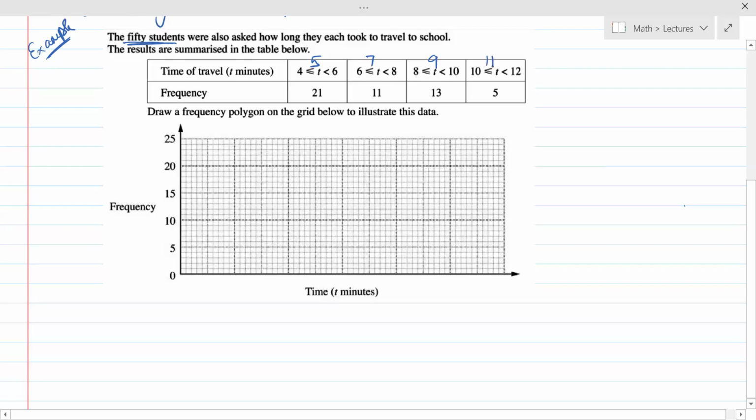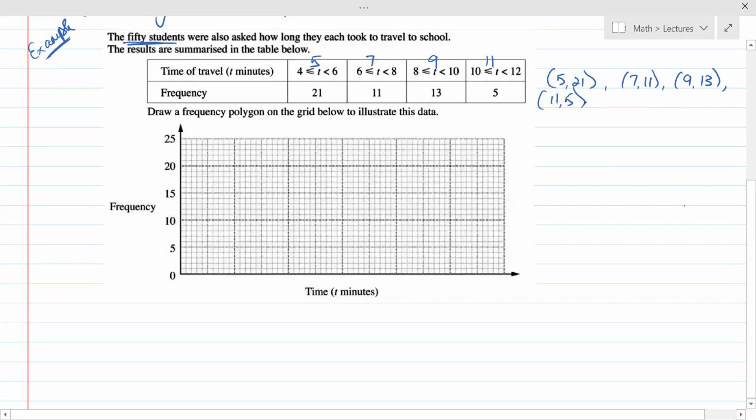So we need to plot these points as the x coordinate representing the midpoint and y coordinate representing the frequency. So 5, 21 would be the first point. Second point would be 7, 11. Third point would be 9, 13. Fourth point would be 11, 5.